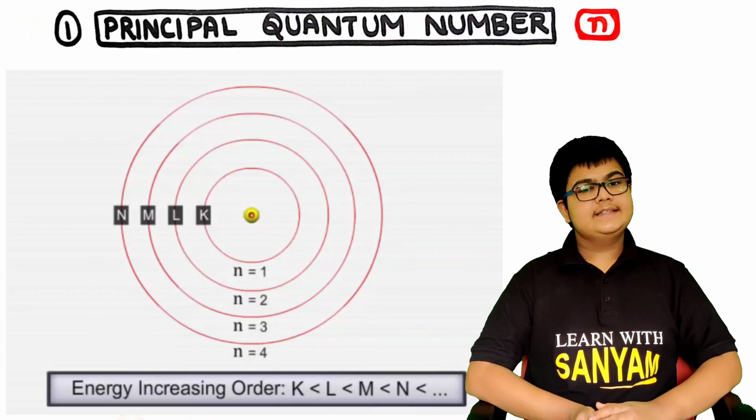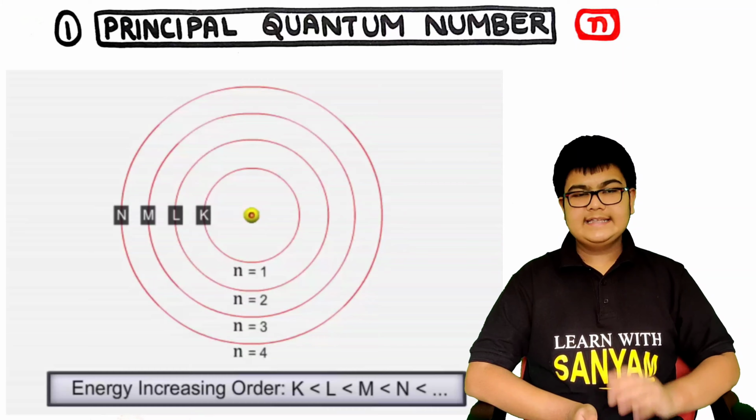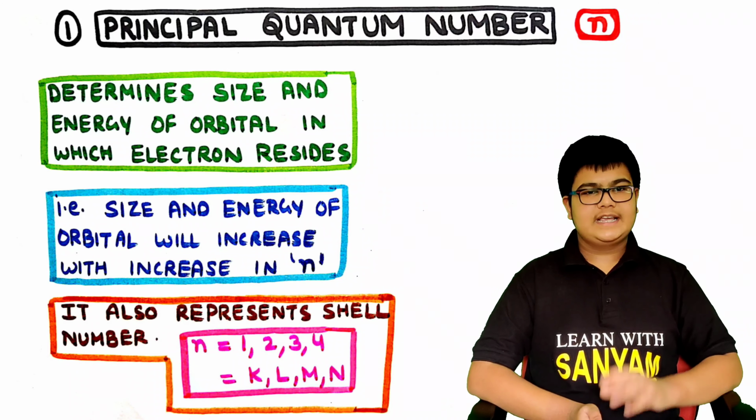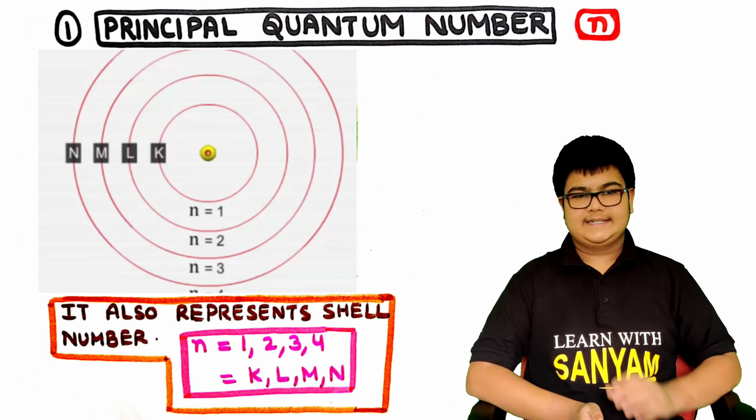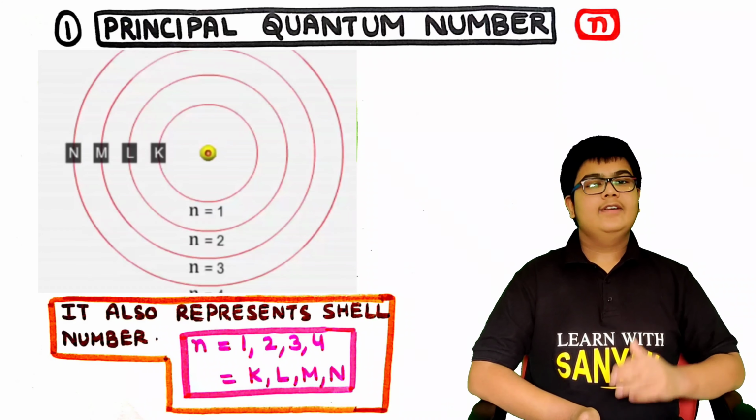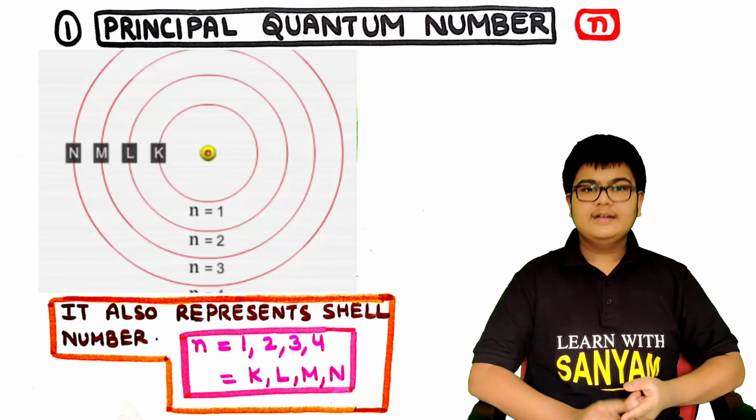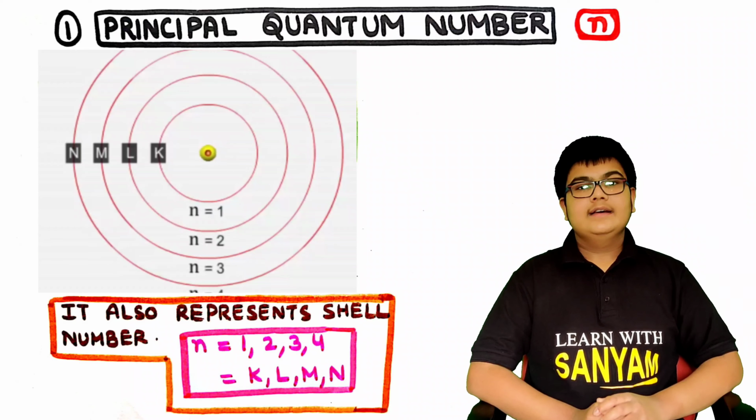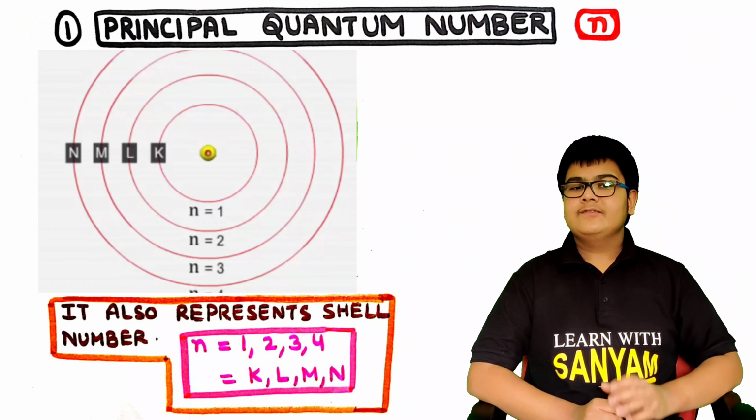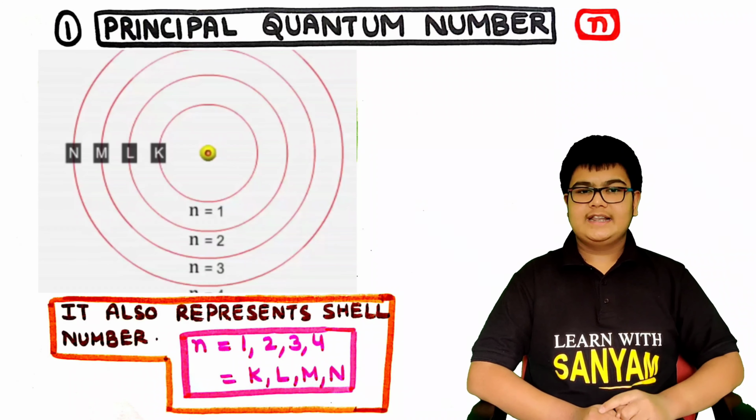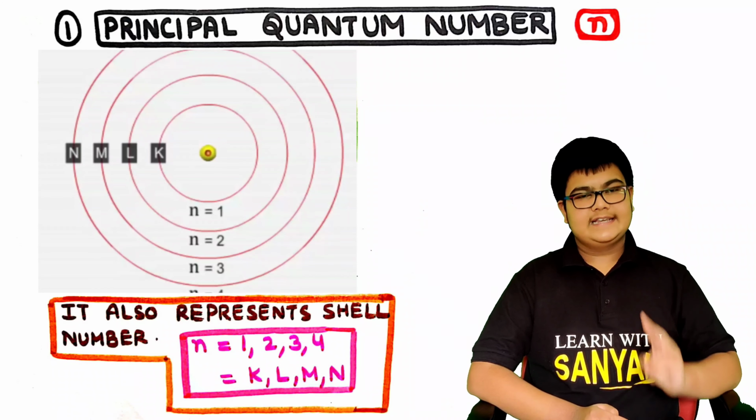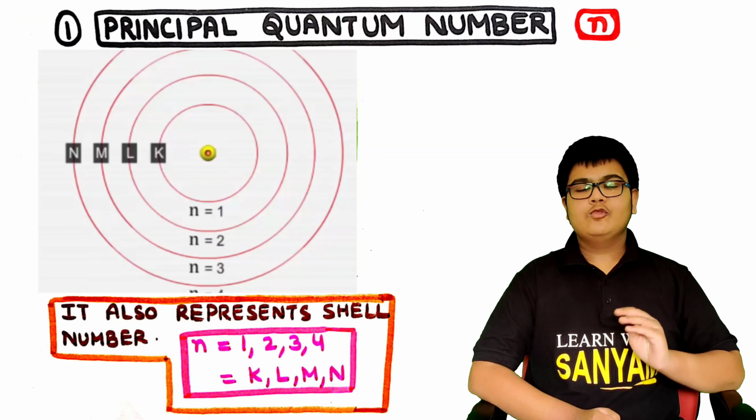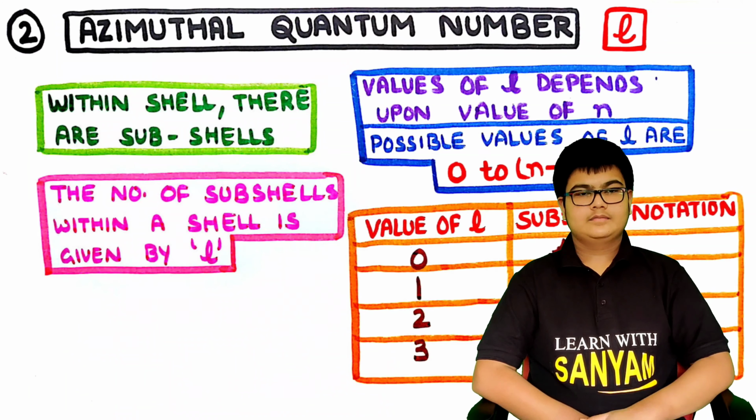n also represents the shell number. That is, the principal quantum number determines in what shell the electron is present. n can have different values like 1, 2, 3, 4, etc. And we also have some names for these shells. The first shell is called K shell, second shell is called L shell, third shell is called M shell, and fourth shell is called N shell.